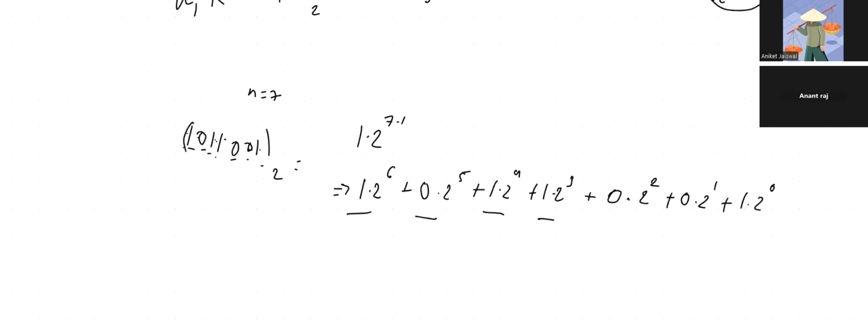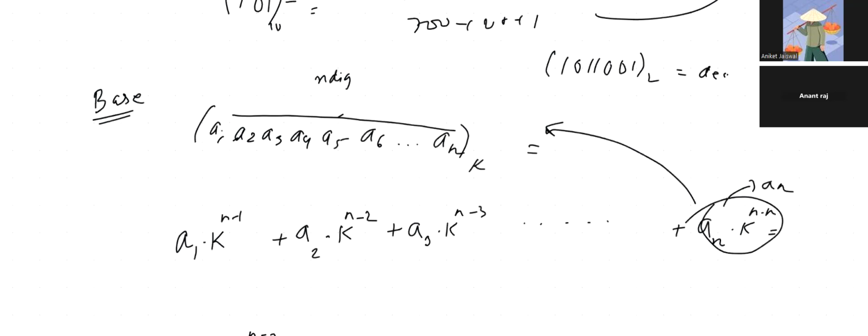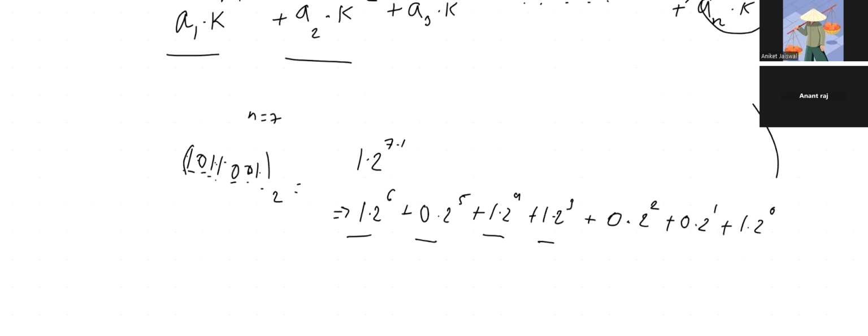So yeah, nice. The generalization form I wrote here: if you have n digits, a1 to an, you just write a1 into k to the n minus 1 plus a2 into k to the n minus 2, till an into k to the n minus n. So we just did the same here. We have n is 7 and base is 2, and these are a1, a2, a3 till a7.